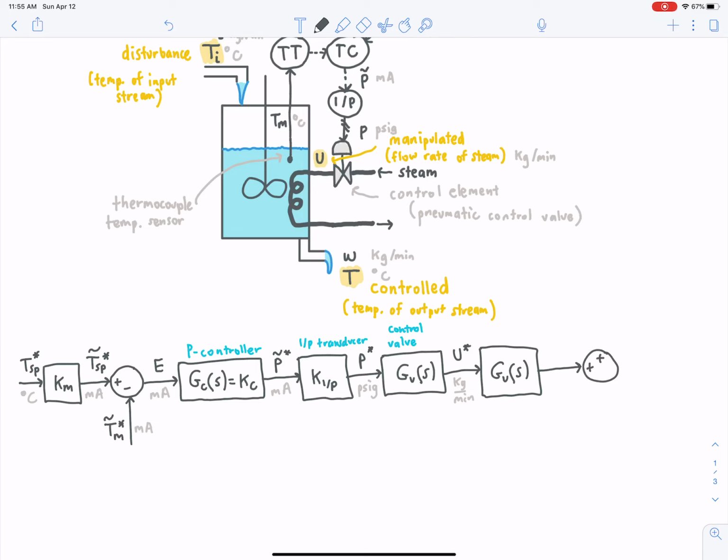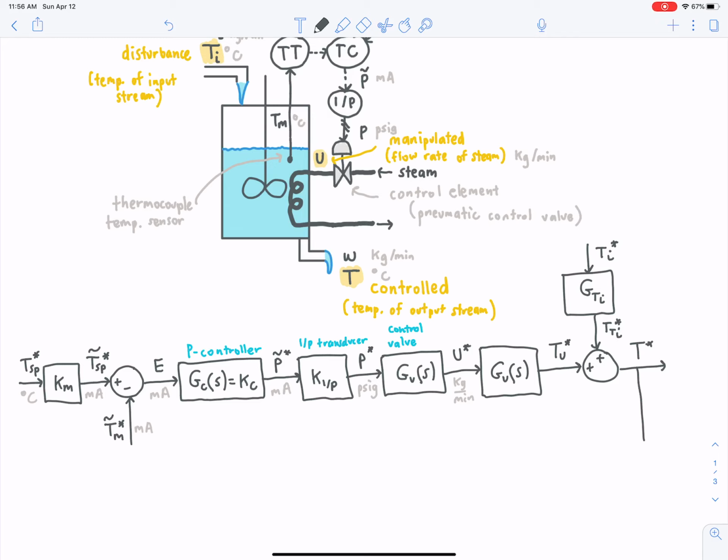And that's not the only thing that affects the temperature. The disturbance is also affecting the temperature, all right? So we also have a contribution to the temperature from the disturbance, and that disturbance variable is Ti. So in here, we have the input temperature, incoming temperature Ti. And so this is the contribution from the disturbance right there.